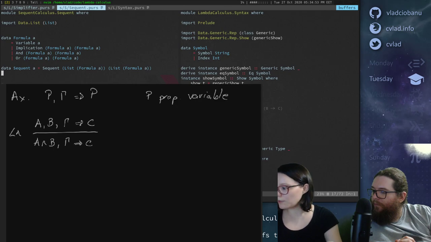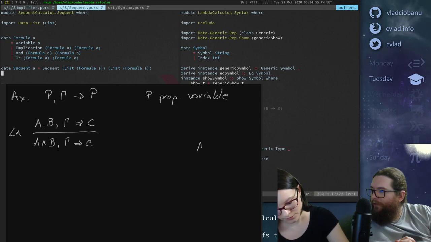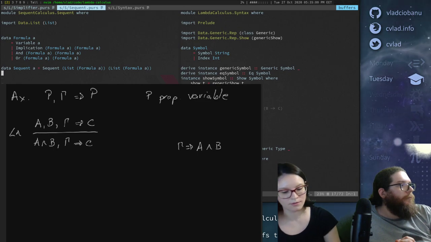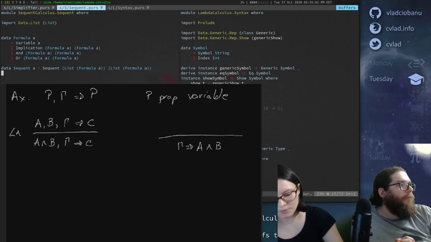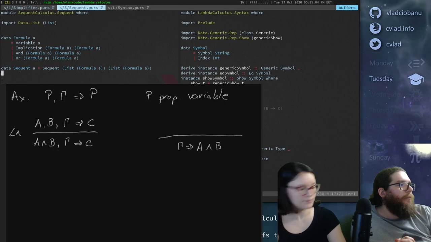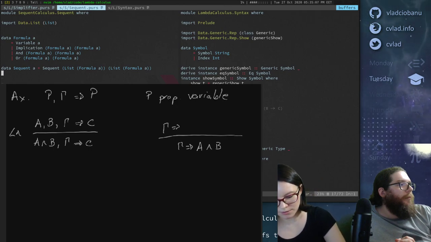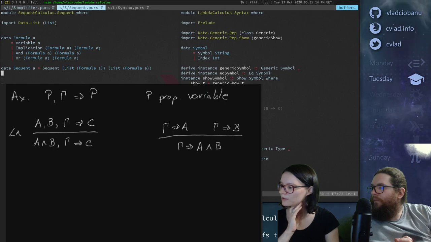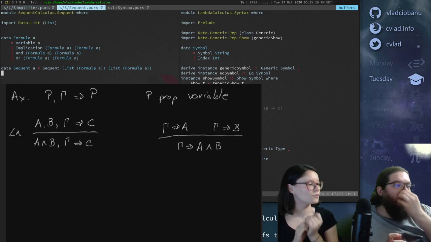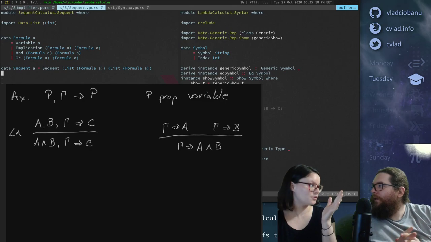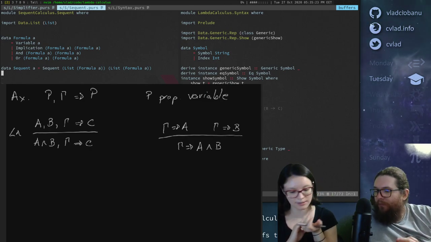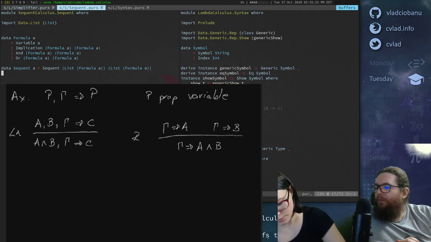And if we have a conjunction on the right, then I want to split to be able to prove A and B. So I want to be able to prove gamma implies A, and this other sequent, gamma implies B. This is one rule that will create a split, a branch, in the proof tree. We need to prove both, not one of them. Let's call this right conjunction.